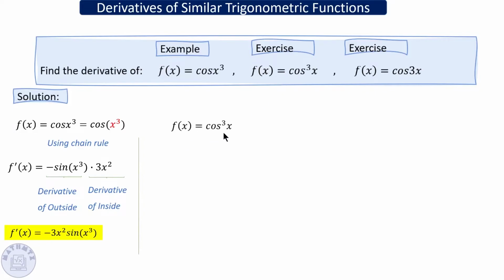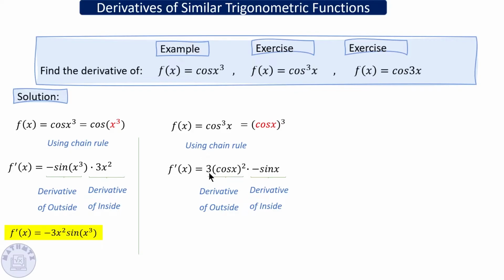So cosine cubed of x. The outside function here is the power. So you can rewrite this whenever you have the power on the trig function to be inside the bracket raised to the power, okay? So it's clear now that the outside function is the bracket, or you can think of it as u power 3. The derivative will be 3u squared. U is cosine of x.